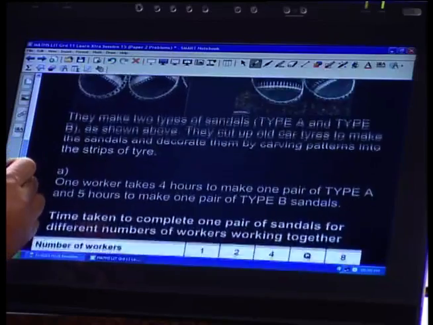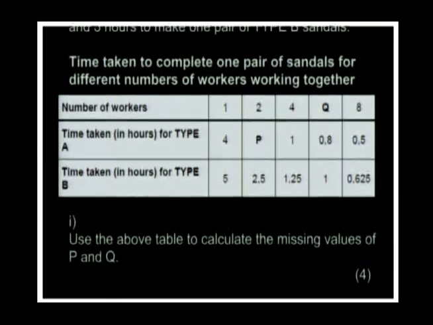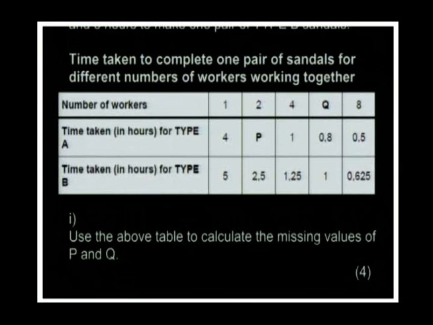Now, let's have a look here. Question A. One worker takes 4 hours to make 1 pair of type A and 5 hours to make 1 pair of type B sandals. So here is a table and it says one worker takes 4 hours to make a sandal A and one worker takes 5 hours to make a sandal B. Now, use the above table to calculate the missing values of P and Q. So we've got to find out that value and we've got to find out that value.